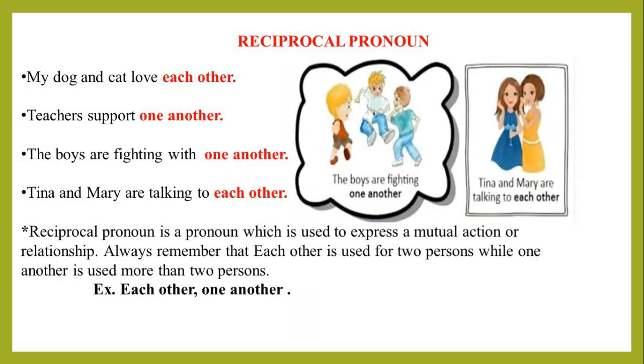Now we come to reciprocal pronoun. As in these four examples, there are some words in red color. These words show the mutual love, support, fighting and talking between or among dog and cat, teachers, boys, and Tina and Mary, respectively. In this way, we can say that a reciprocal pronoun is used to express mutual action or relationship. Always remember that each other is used for two persons, while one another is used for more than two persons.